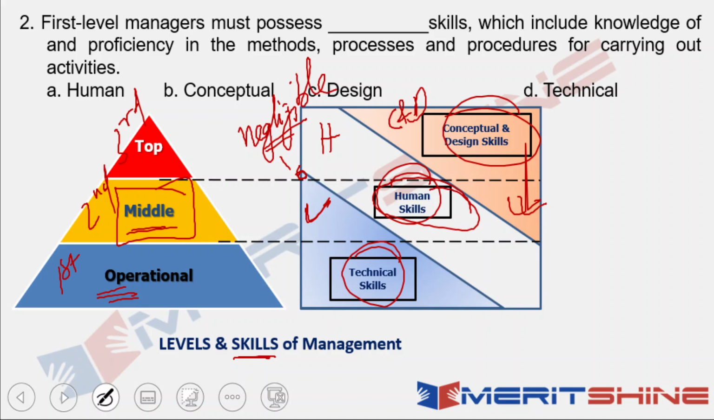Therefore middle management guys are the most overworked ones, because they need all the skills and they have to do all kinds of jobs. Then the operational level management. Operational level management guys need technical skills most, and obviously human skills. Very negligible conceptual and design skills, almost nothing. As you can see, human skill is common to all of them. Human skill is required because wherever you are, whatever you are, you'll have to work in a team, you'll have to work with people, and therefore you'll need the human skills to get along with people so that you can get the work done.